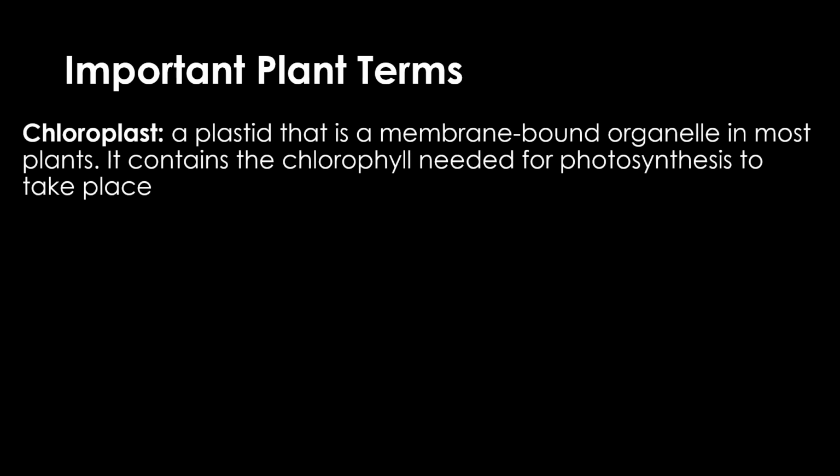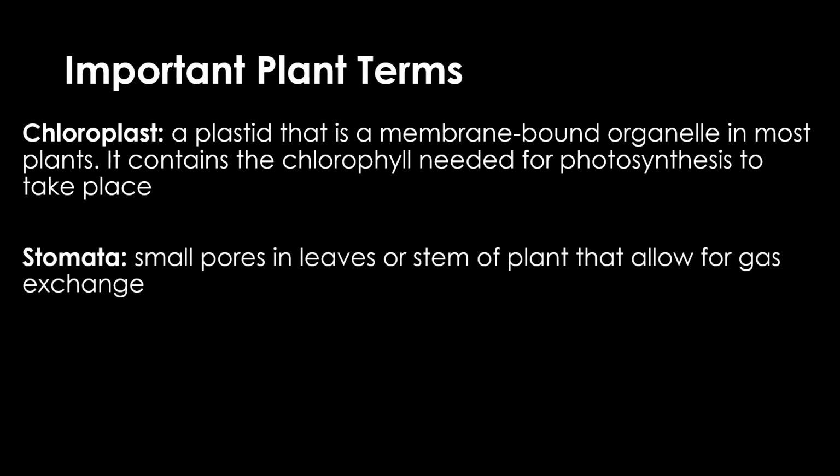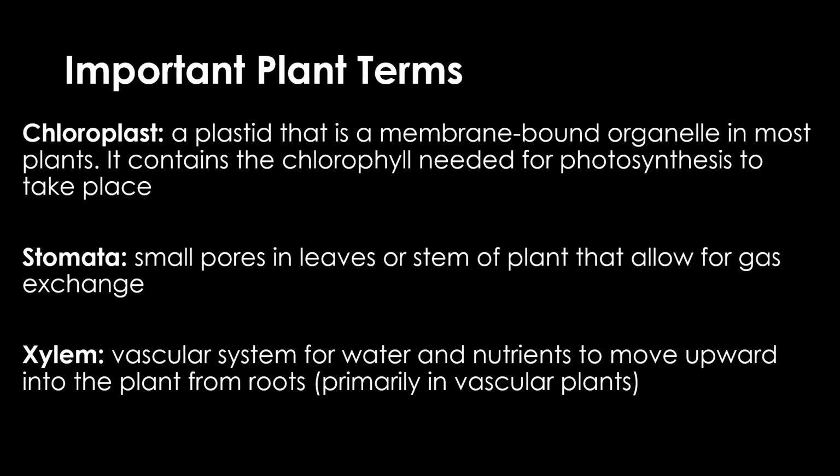Before we talk about the process of photosynthesis today, there are a few important terms about plants and their structure. The chloroplast is a plastid that is a membrane-bound organelle in most plants. It contains the chlorophyll needed for photosynthesis to take place. The stomata are small holes or pores in the plant's leaves or stem to allow for gas exchange. The xylem is a vascular system, primarily in vascular plants, that transports water and nutrients from the root upwards into the plant.